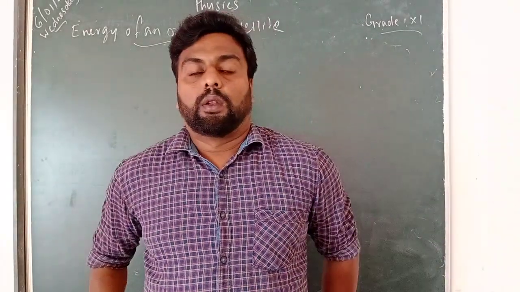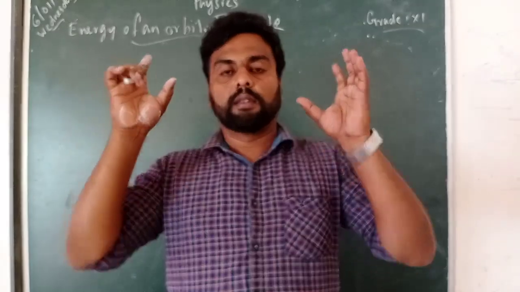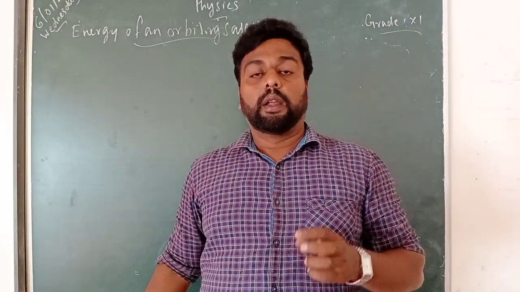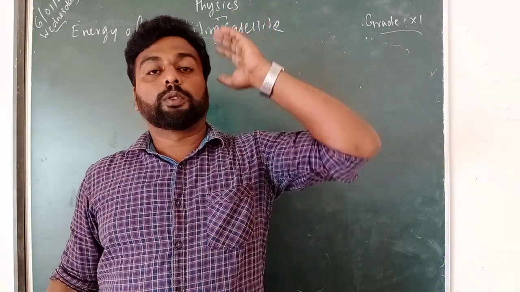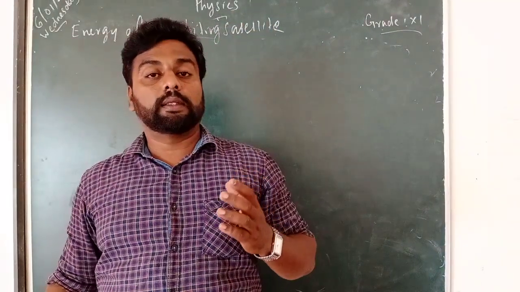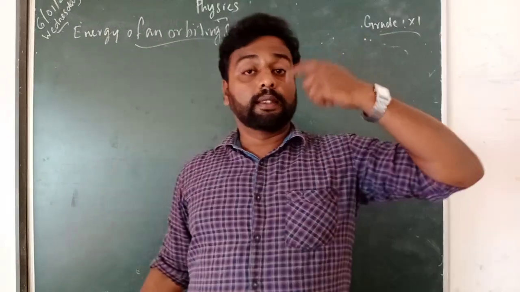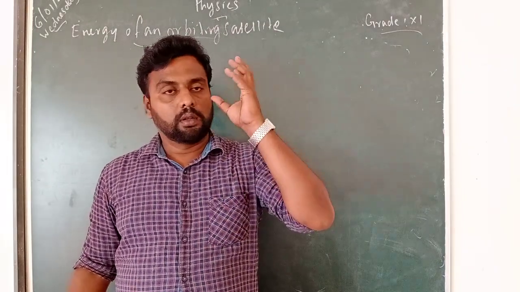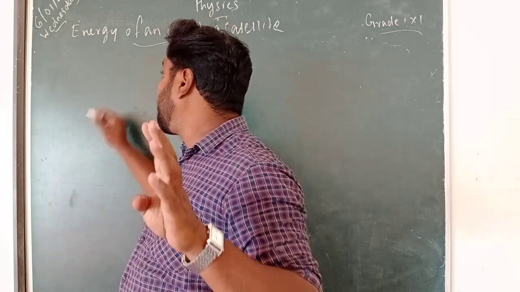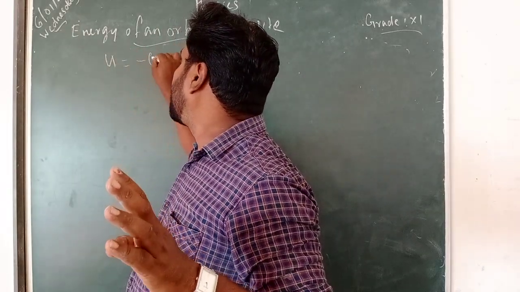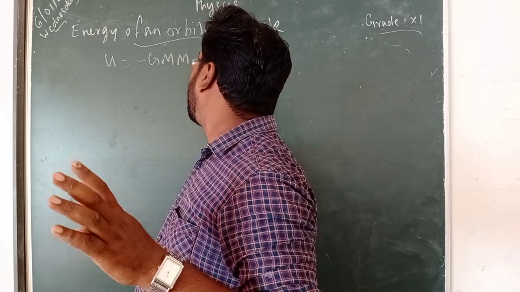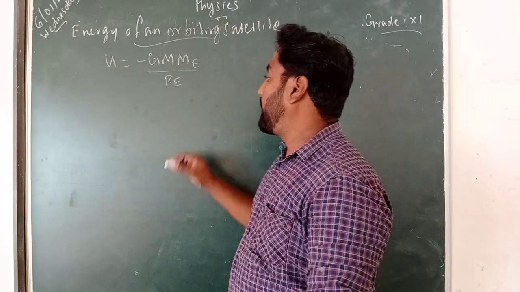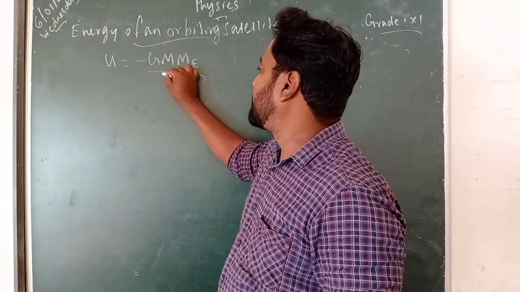Now, you know this, when this satellite revolves around the earth, it possesses some energy. It is up there, so it possesses potential energy, gravitational potential energy. Also, it possesses kinetic energy because it is revolving around the earth. So it possesses gravitational potential energy U is equal to minus G Ms Me by R, where R means Re plus h.